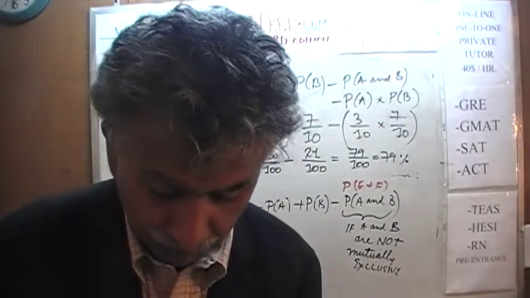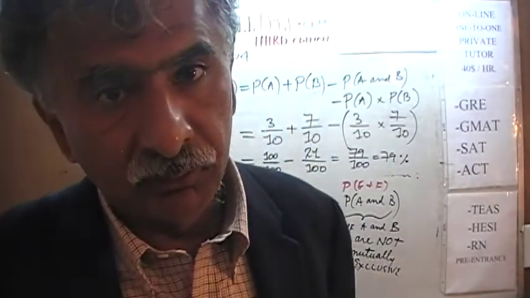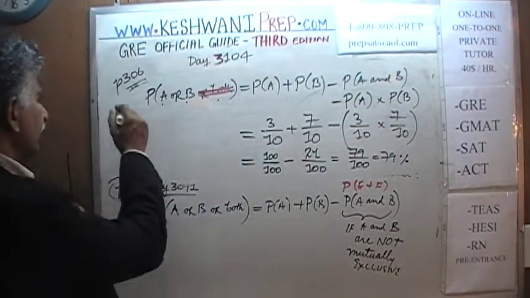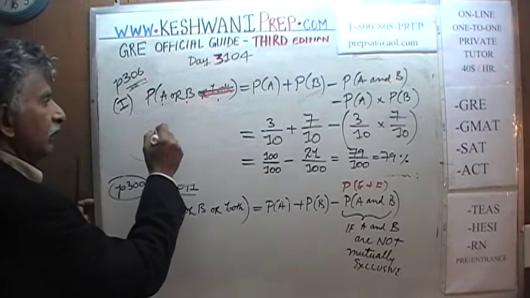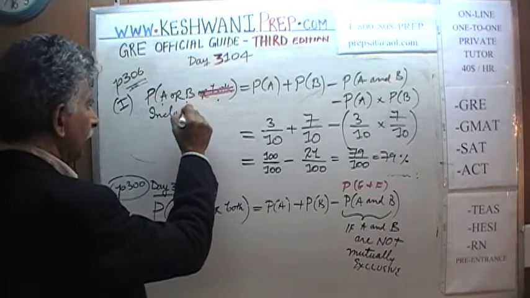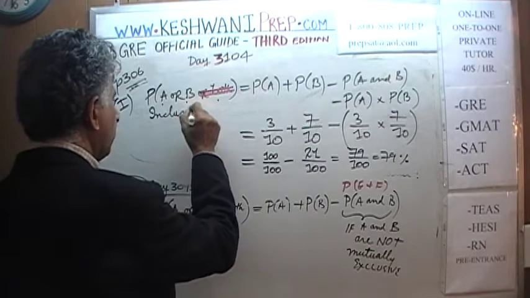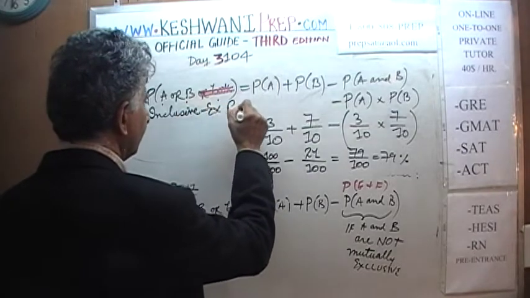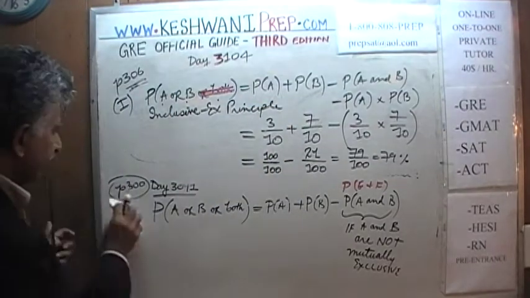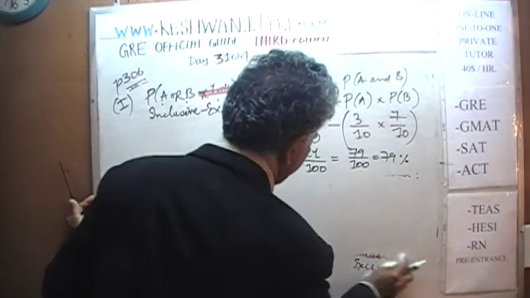That was one way of answering the question. But that is not the only way to answer this question. Let's look at it another way. So that was the first method, which is to employ the inclusive-exclusive principle. This is the first method. Let's look at the second method. Same exact problem. Let's see what we can do.